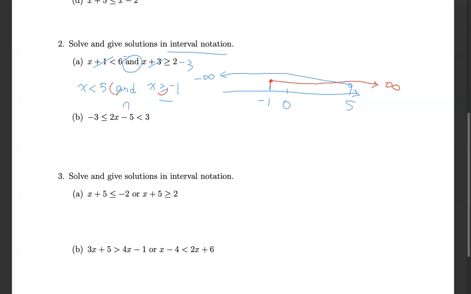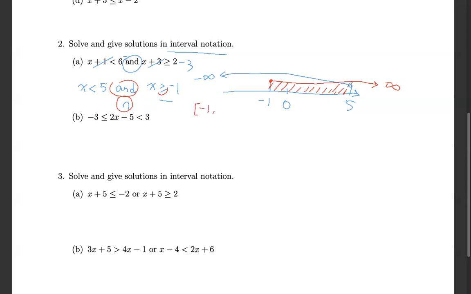We're looking for "and", looking for the intersection. Intersection means the solution belongs to both. So we see right here, okay? This part is a solution for the first one, and is also a solution for the second one. So how do we represent it in interval notation? We start with negative 1, including negative 1, so a bracket.